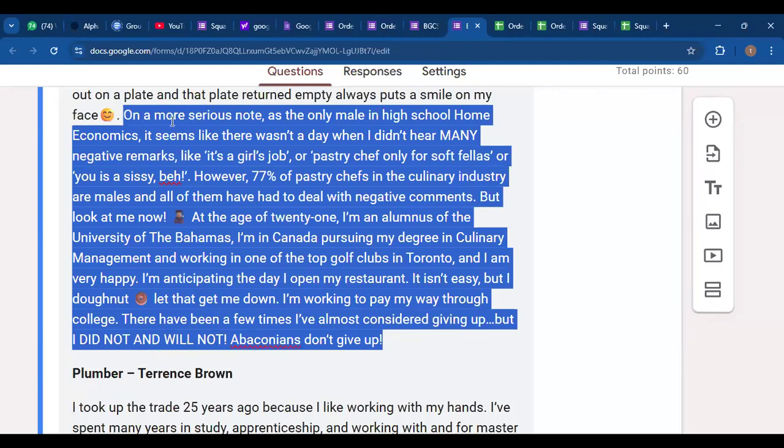On a more serious note, as the only male in high school home economics, there wasn't a day when I didn't hear many negative remarks like "it's a girl's job," or "pastry chef only for soft fellas," or "you're a sissy boy." However, 77% of pastry chefs in the culinary industry are males, and all of them have to deal with negative comments. But look at me now.